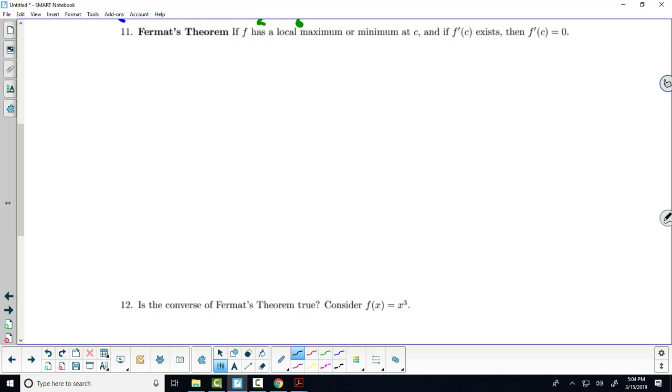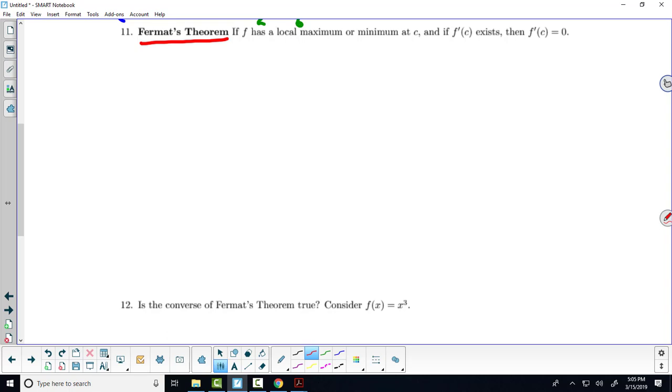All right, folks, so I want to go over something now called Fermat's theorem. This is a useful theorem that we're going to need to build Rolle's theorem, and we'll use Rolle's theorem to build the mean value theorem. So we're laying the building blocks for one of the big results of calculus. This is Fermat's theorem.